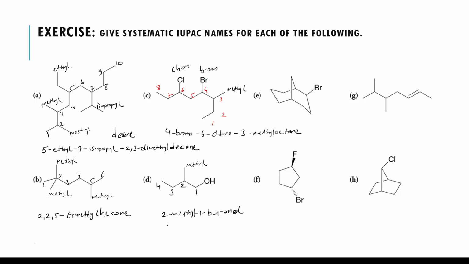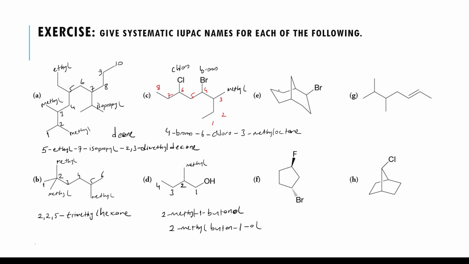This is the old naming system. According to the newer naming system, we can use this 1 just before the suffix of the functional group, ol. So this is 2-methylbutan-1-ol. This is also a correct naming system. Let's move to the next option, which is E.